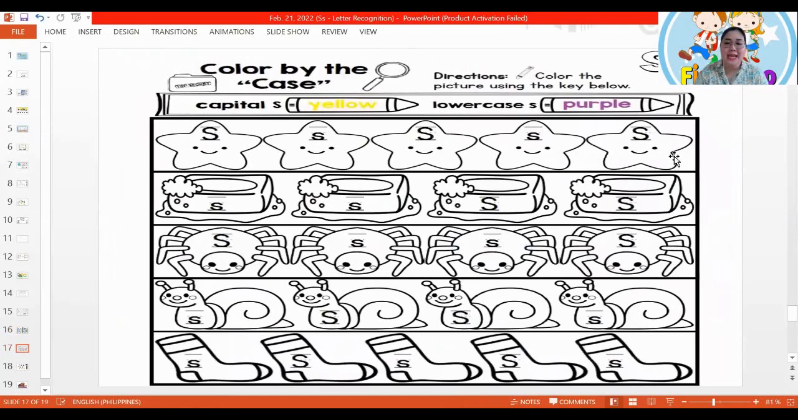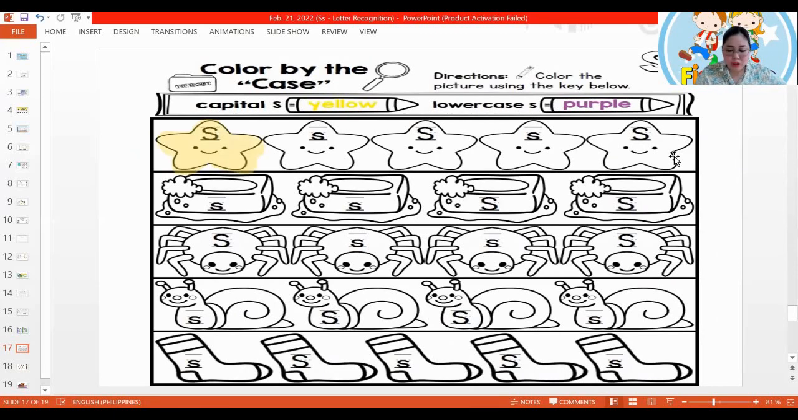Coloring by case. So let's start by tracing your name. And let's get our color yellow dabber. You can also use your crayon. Remember, we color only inside the black lines and we color everything so that there will be no more white spaces. So the instruction says we have to use color yellow to look for our capital letter S and also color it. So let's start with our star.